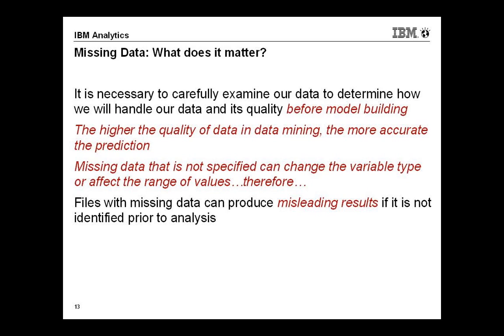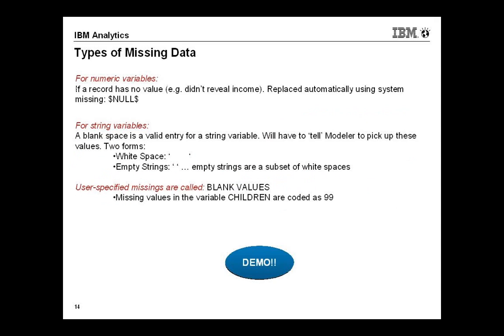So there are different kinds of missing data. You can have a null value or no value for a numeric variable. You can have a blank space for a string variable, or sometimes you can have user-specified missing values, like blank values. So for example, for children, it's 99, which shows you that this is a missing value.